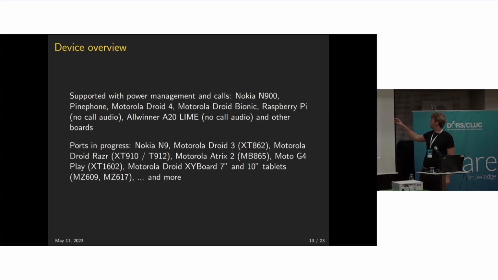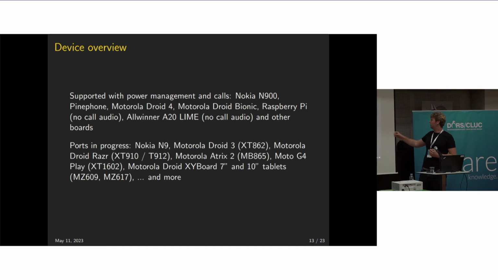The Motorola Droid 4, Bionic and some other phones like those are quite well supported by our project, and it's also the one I use on a daily basis. And then the Raspberry Pi and other Allwinner boards like the A20 line board from Olimex, all of them you can use as a testing device or as a tablet at home. But you know, it's not something you carry in your pocket, but it can be nice for toying around or making something in a car.